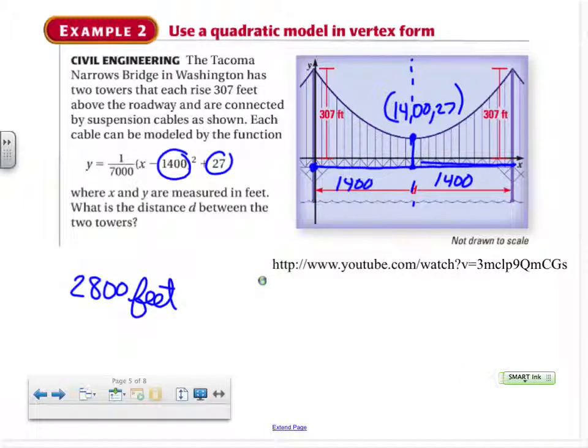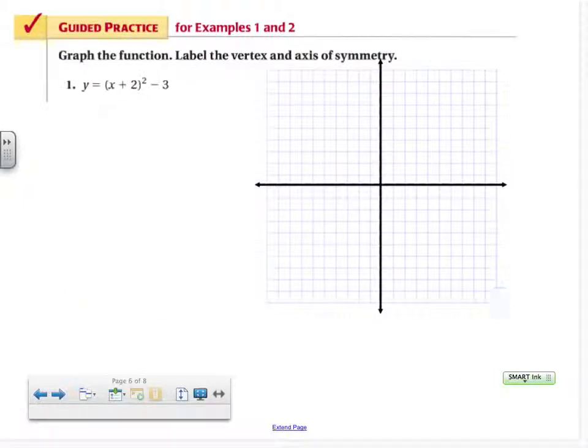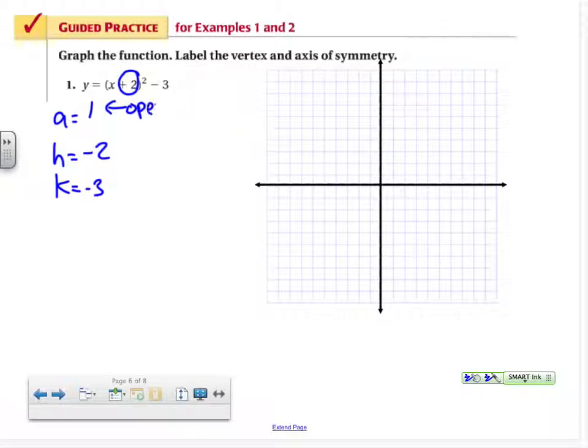All right? Let's look at some more problems. Graph the function, label the vertex and axis of symmetry. So we'll start, let's look at our A, H, and K. All right, A is 1, H is negative 2 because you go opposite for H, and K is negative 3. So that means since A is 1, it opens up like a cup. Our vertex will be at (-2, -3).